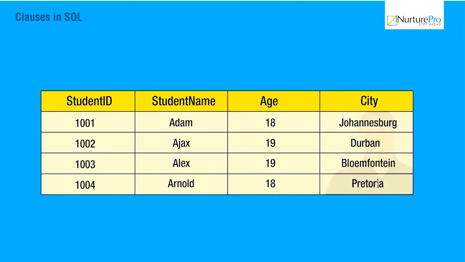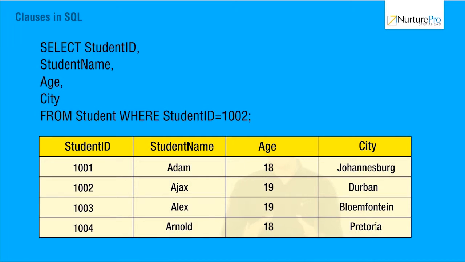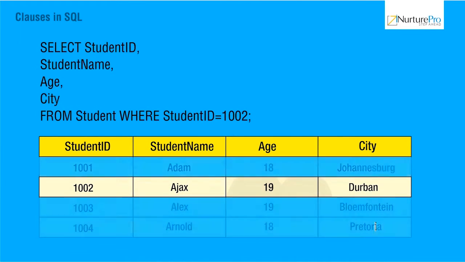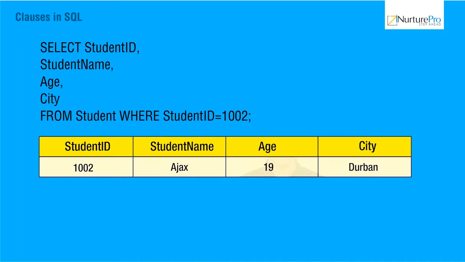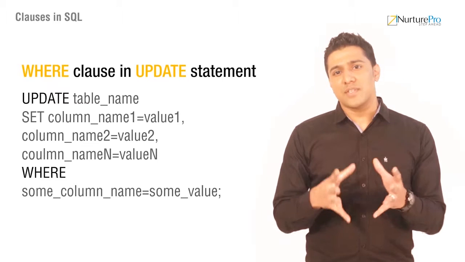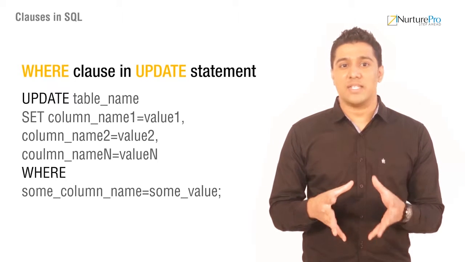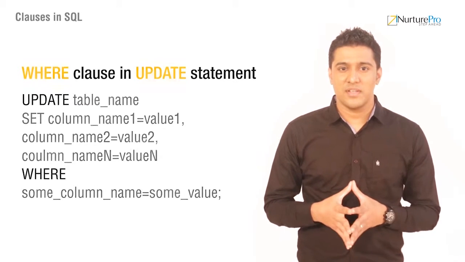Consider a student table shown on screen. Now we will try to retrieve the data based on a specified condition by adding where clause to the select statement. By running this query, it will retrieve only the record with student ID 1002. Now let us see the syntax for using where clause in update statement.